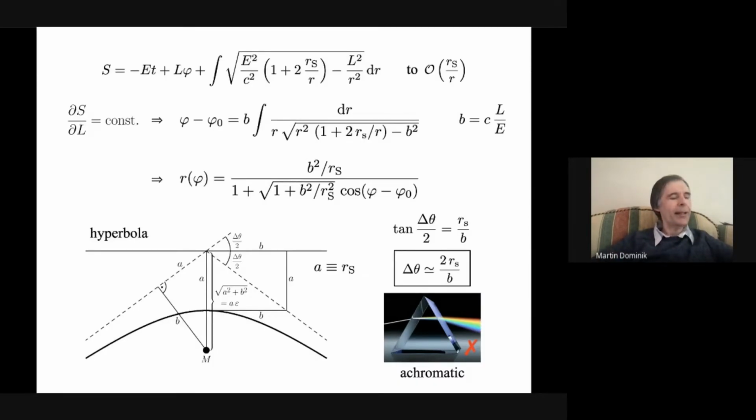For light rays that pass at large distances as compared to the Schwarzschild radius, one can expand the action to first order in Rs over r, and for the relation between phi and r, the arising integral has an analytic solution. Photons follow a hyperbolic path with the semi-major axis equaling the impact parameter b of the light ray, and the semi-minor axis equaling the Schwarzschild radius rs. From geometry, one finds that the tangent of half the bending angle is given by rs over b, which for small angles is equivalent to the bending angle being twice rs over b.